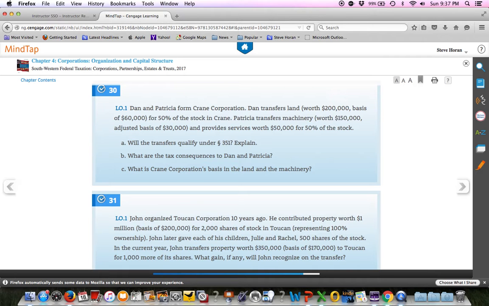Patricia has a basis of $80,000 in her stock, which is the $30,000 basis of the machinery plus the $50,000 value of her services. So her basis is $80,000. Question C, what is Crane Corp's basis in the land and the machinery? Crane Corp has a basis of 60 in the land, that's an easy one, and a basis of 30 in the machinery, just simply the basis that Patricia transferred.